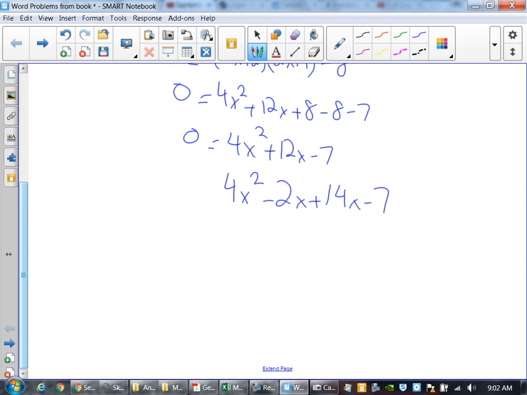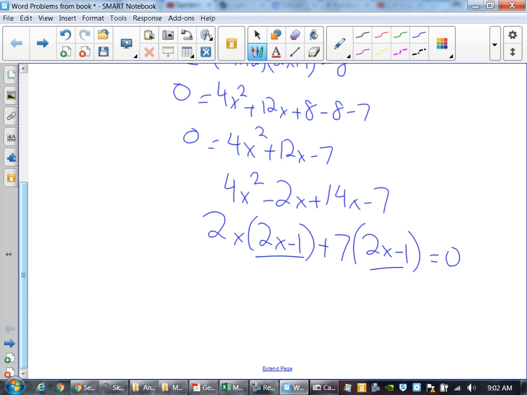Now you go GCF. 2x, we get a 2x minus 1. Take out a 7, we have a 2x minus 1. Are these two terms the same? Yeah. Those two are the same. We write it down. If it's not the same, you probably did something wrong there. If you're doing this correctly, Emma, you should get those two terms in the parentheses to be the same, because that's the goal. Because what you're doing is you're GCFing it twice.